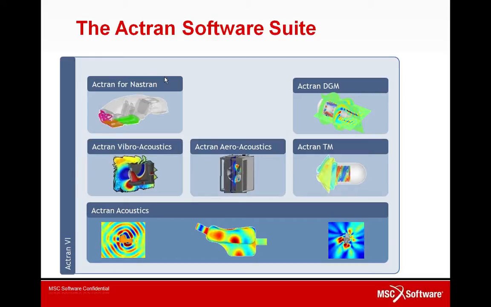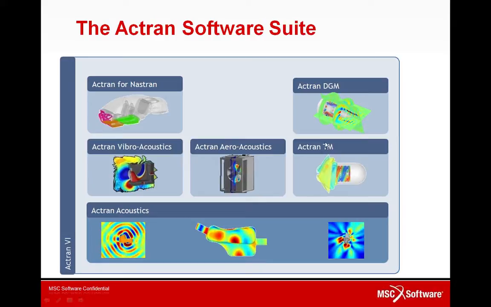And if you go one step further in the complexity, and if you want to solve, for instance, a full trim body analysis using Nastran to represent the body and Actran to represent the trim components, then you need to use the Actran for Nastran module. And if you combine the acoustic physics with aerodynamics, then you start looking at aero-acoustic problems. And that's the purpose of the Actran aero-acoustics, a module that is used to compute the aero-acoustic sources from unsteady CFD results and then predict their acoustic radiation.